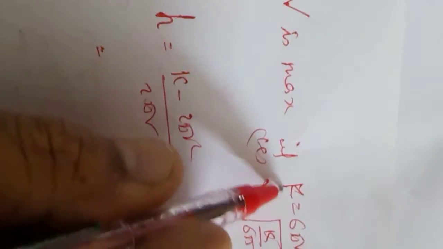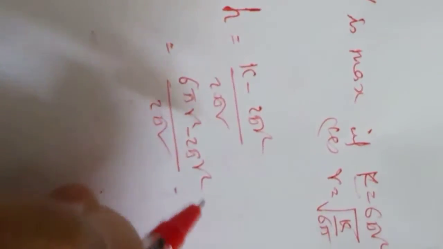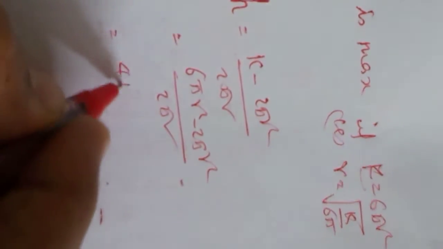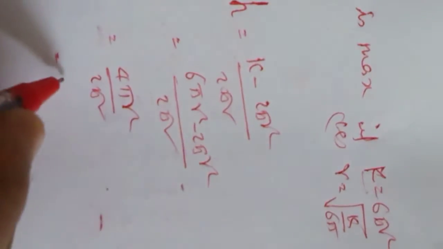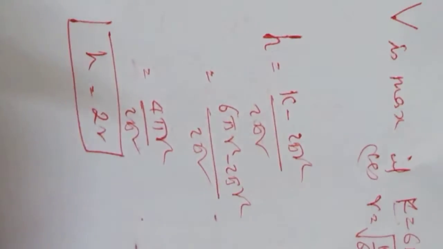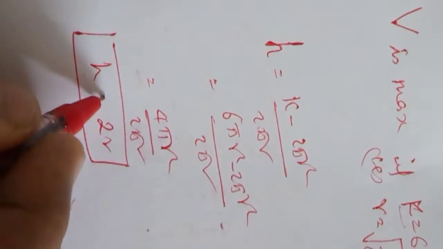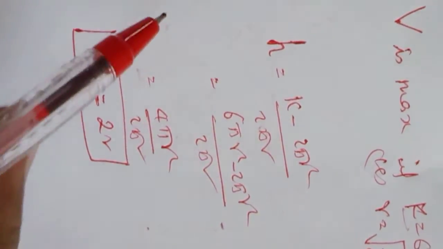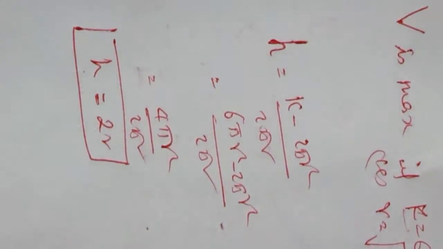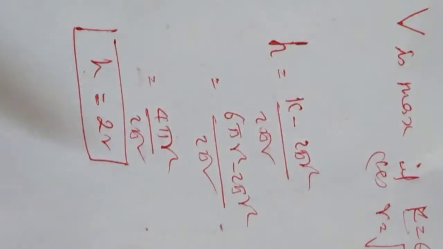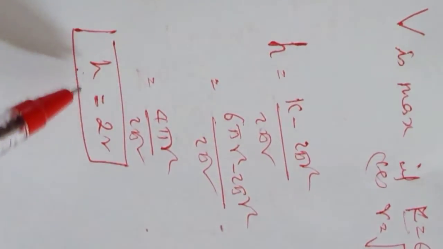So let's make a substitution here for k. That gets you 6 pi r square minus 2 pi r square by 2 pi r. So what you get finally is 4 pi r square by 2 pi r, and therefore obviously finally you have 2r. So h is equal to 2r. So we have proved that the height is equal to the diameter. So whenever you have a given fixed surface area of a cylinder, you can maximize the volume of the cylinder. In that situation, your height becomes equal to the diameter.